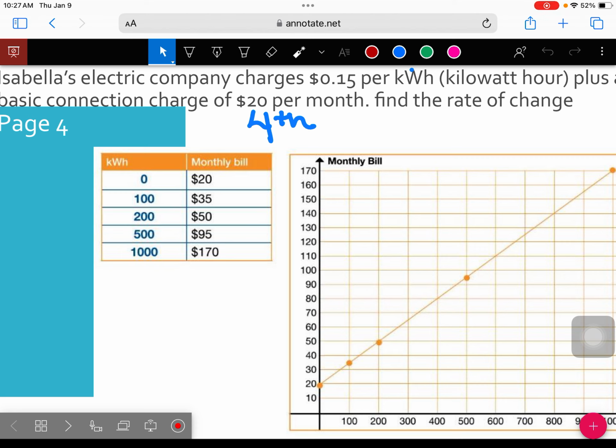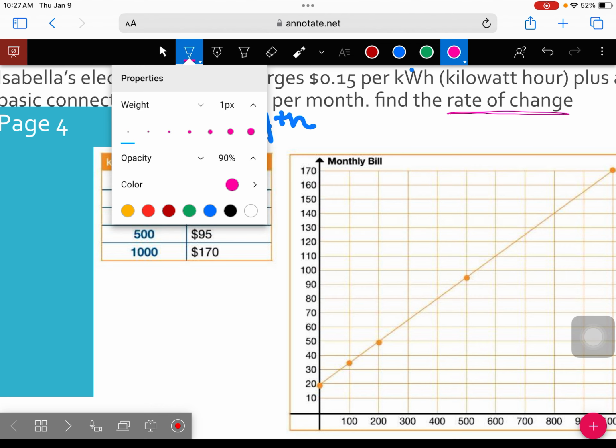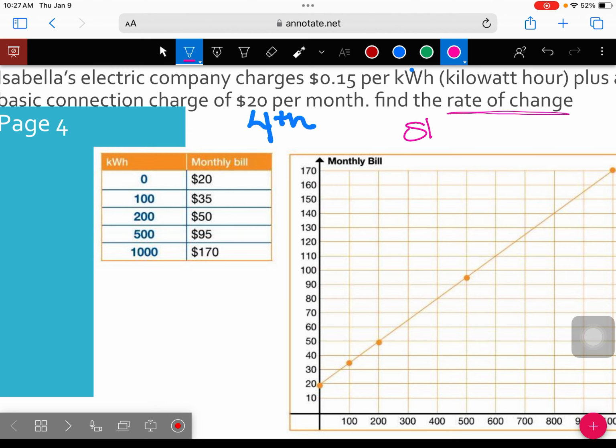What's another word for rate of change? Rate of change. The rate that something changes. The slope. Yes, we're talking about slope. So rate of change is actually talking about slope. Okay, what's slope? Don't tell me rate of change.